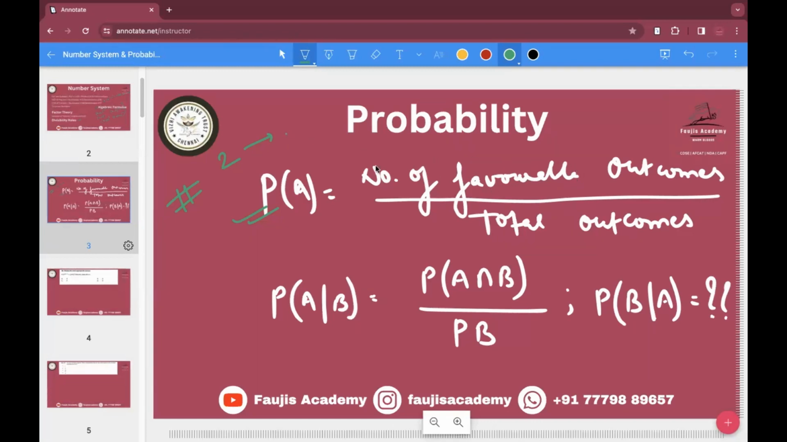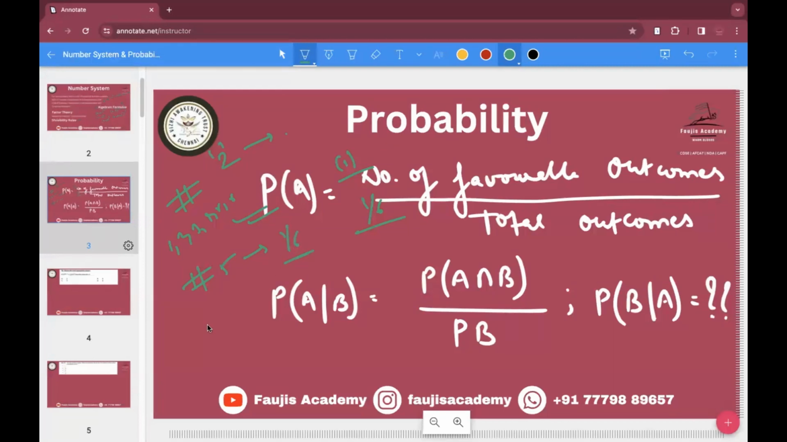So the number of favorable outcomes is what? This is basically 1. And what are the total outcomes? That is 1, 2, 3, 4, 5, 6. That means 1 by 6. Right, guys? So similarly, if I ask you, what is the probability of getting 5? How much is that? 1 by 6.